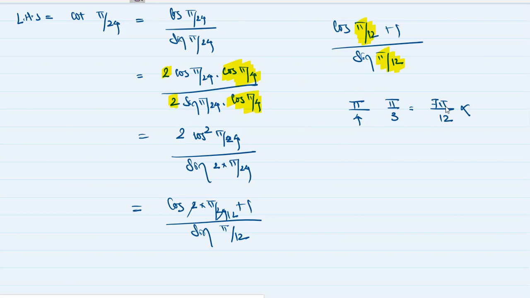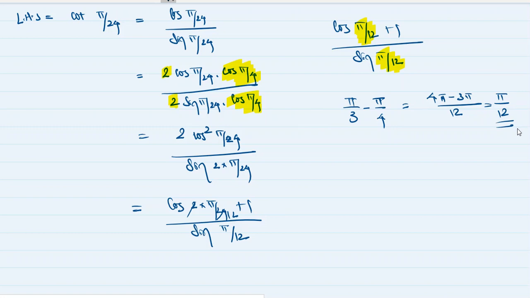What will happen if we subtract them? Let's try subtraction. So pi by 3 minus pi by 4, because pi by 3 is greater than pi by 4. So what do we get? 4 pi minus 3 pi by 12, that is pi by 12. Cool. So this is something interesting. We are getting pi by 12 as a difference of pi by 3 and pi by 4.